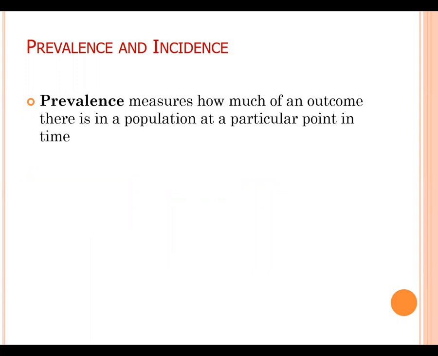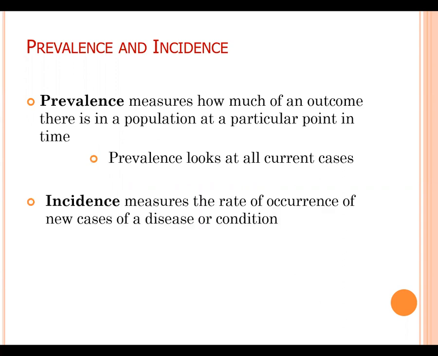Prevalence refers to the presence of individuals having a disease, health condition, or any outcome at a specific period of time, usually expressed as a percentage of the population. Prevalence looks at all current cases, whereas incidence refers to the number of individuals who develop a specific outcome during a particular time period, such as a month or year. And incidence looks at new cases.